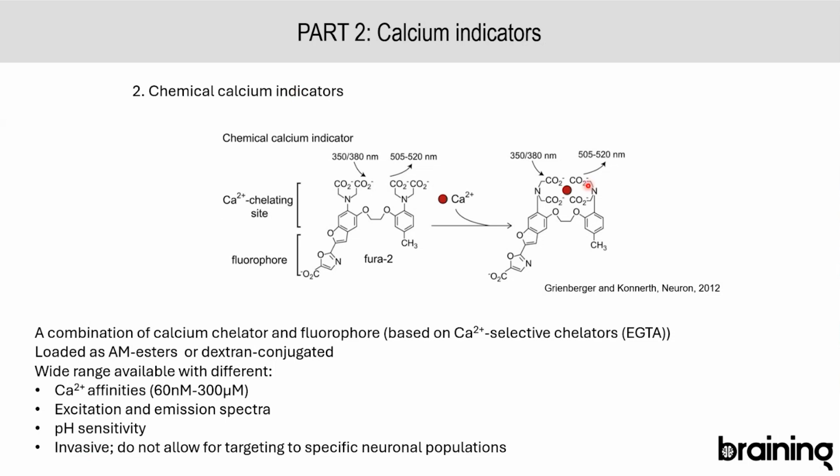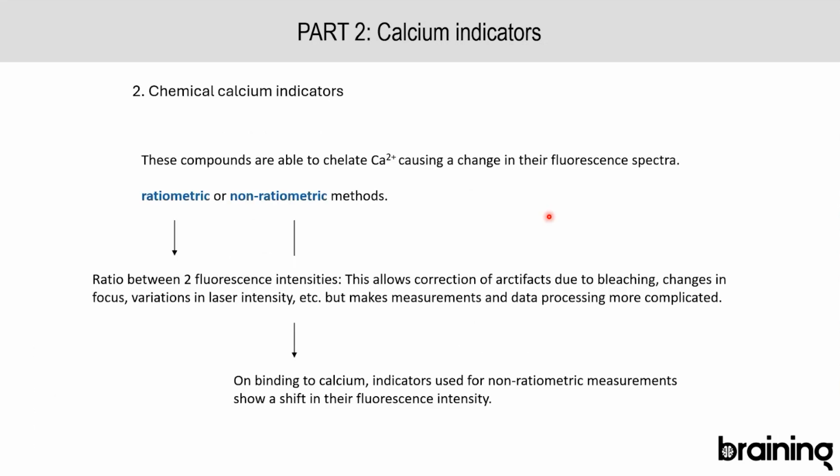And what does happen in this type of indicators? So when the calcium binds to this molecule, there is a slight conformational change in the molecule, and we can increase the emission of radiation when the calcium binds to these molecules. But these are very interesting molecules because there are two types.